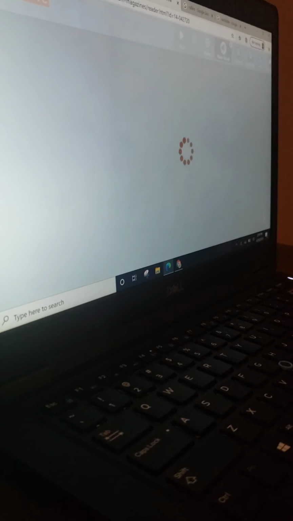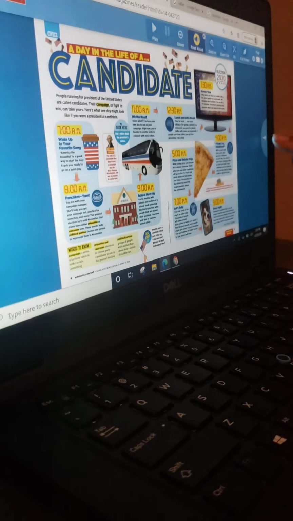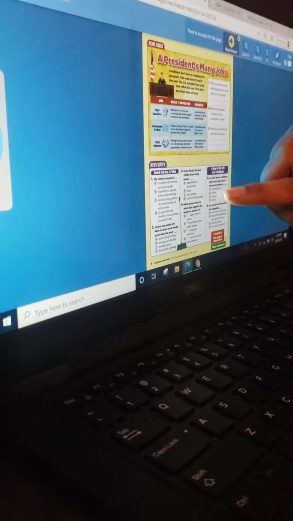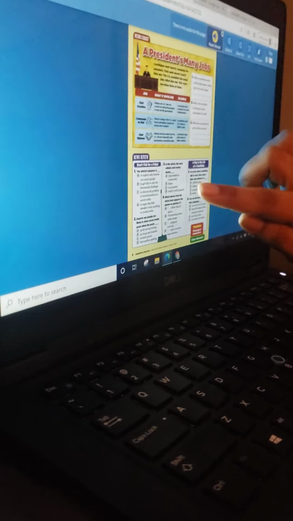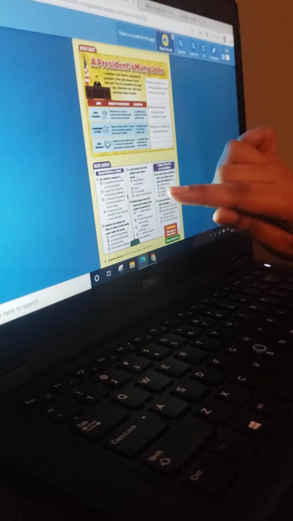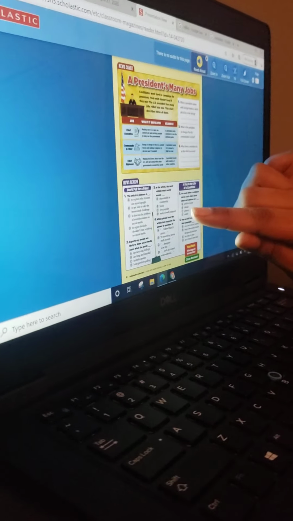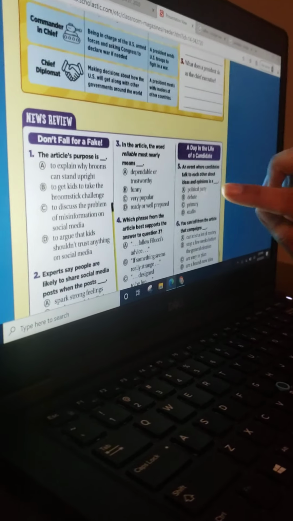Does that sound like it's an answer? Oops, wrong way. Let's see. So, political party, debate, primary studio. Yes, it has the word ideas. That's a key word that was used in that passage. So, I would say if you thought B, then you are right. It is B.